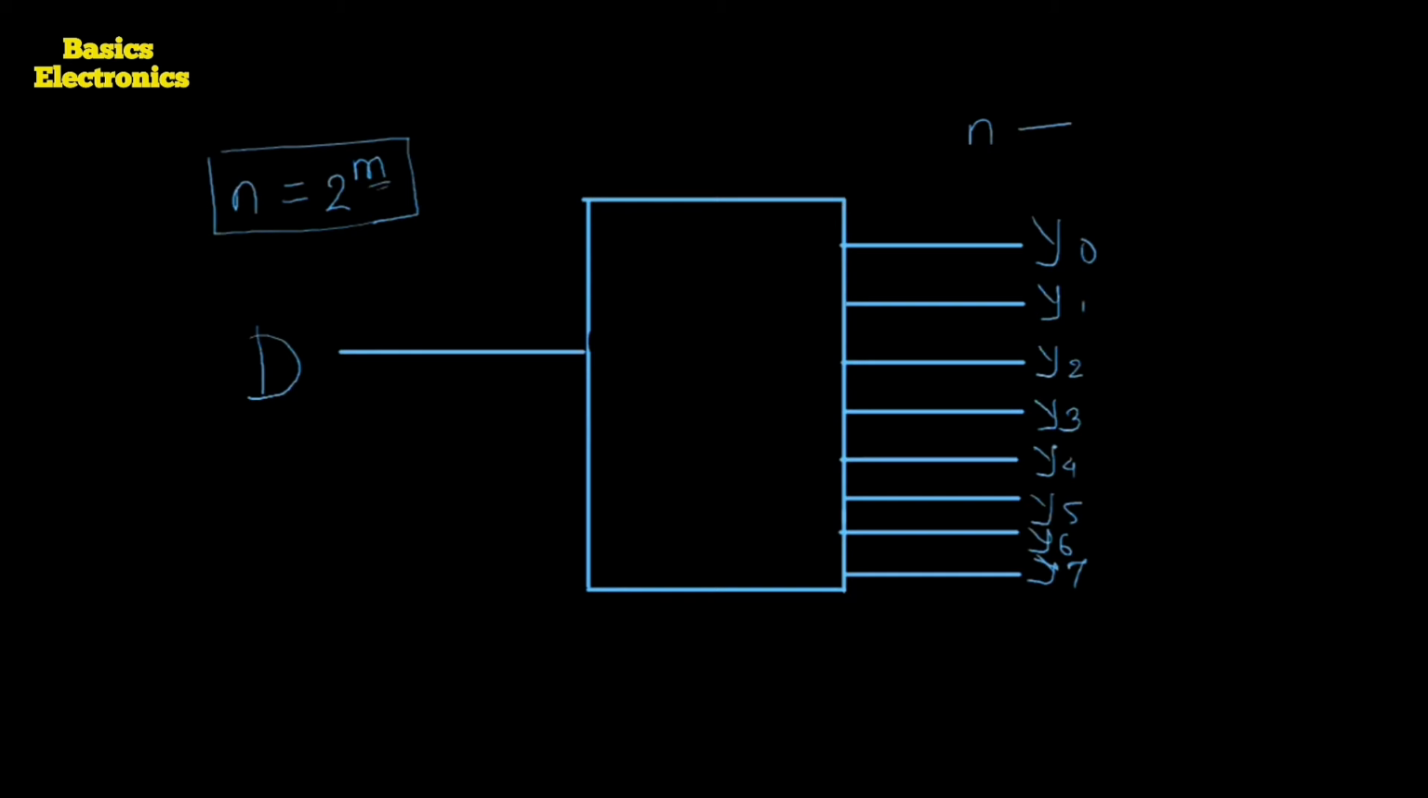So how many select lines do we require? For this one line to 8 line demultiplexer, it requires 3 select lines, and these 3 select lines are S0, the LSB line, then the next one is S1, and the next one is S2. These are the three select lines. Then one more input is there. That input we call the strobe input, and this is the active low strobe input. We denote the active low strobe input by using G bar, which we also call the enable.